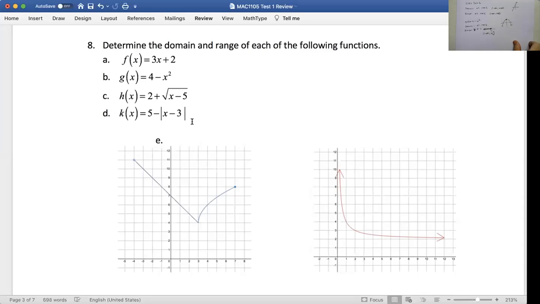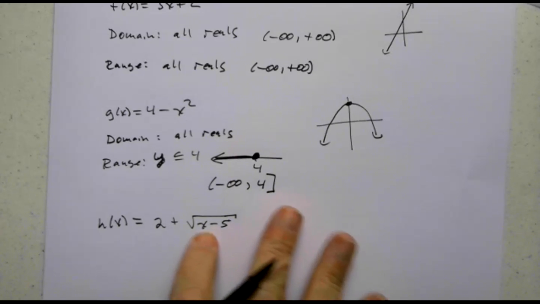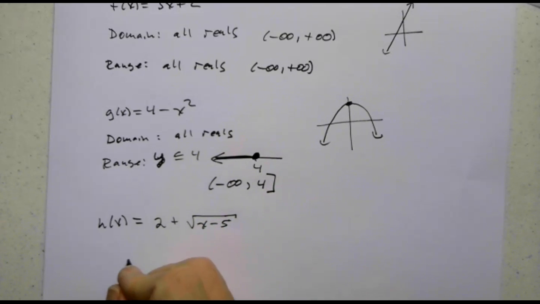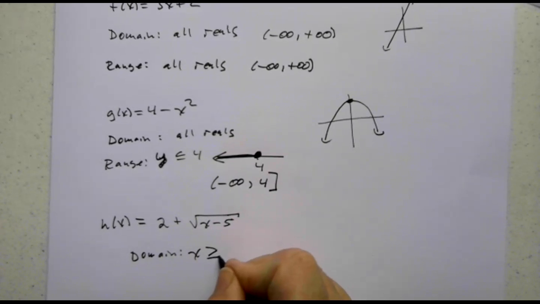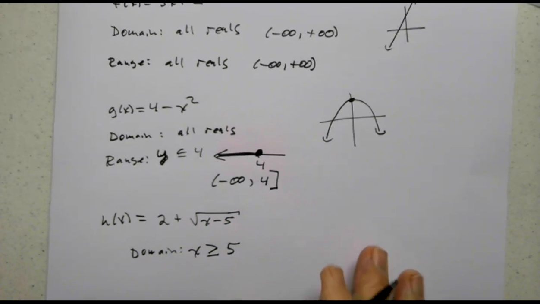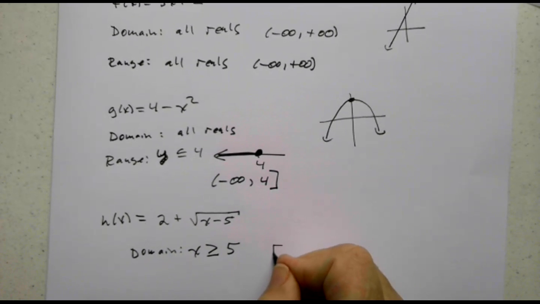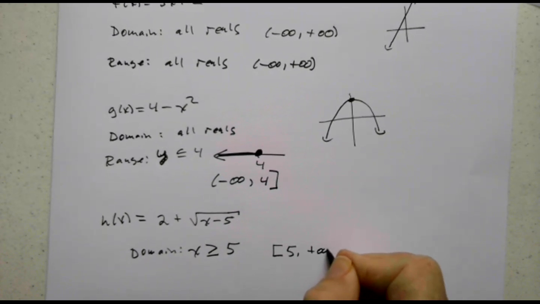h of x is 2 plus the square root of x minus 5. Now, we cannot take a square root of a negative number. That does not result in a real number, but a complex number. So my domain is going to do what? My domain is going to disallow anything that's going to make the thing under the square root negative. So my domain's got to give me what? X values that are greater than or equal to 5. 5 works, right? But I can't go below 5. So in terms of interval notation, that would be square bracket 5 to plus infinity.